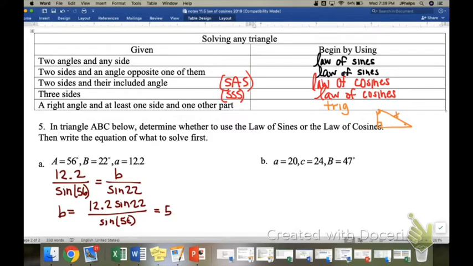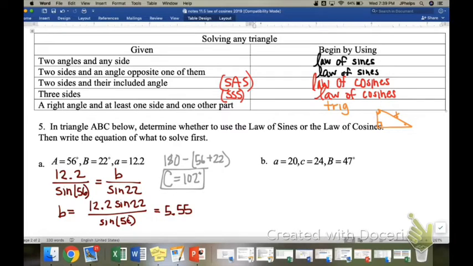Now because we know two of the angles already, we can go ahead and subtract from 180 to find the last angle. And you could have done this step first. It doesn't matter whether you solved for the other angle first or the side first. So we've got 180 minus 56 plus 22, so angle C comes out to 102 degrees.